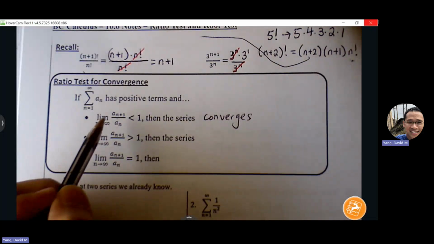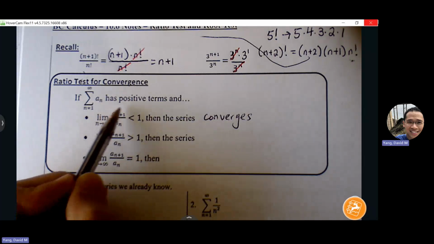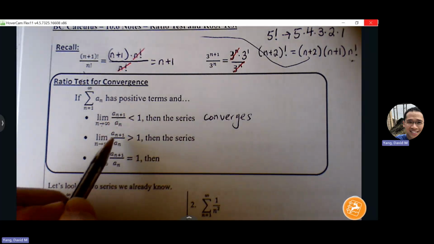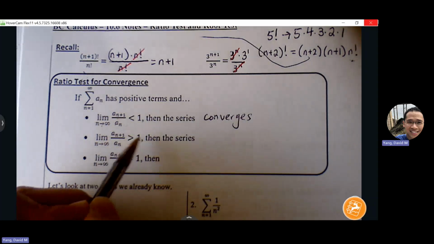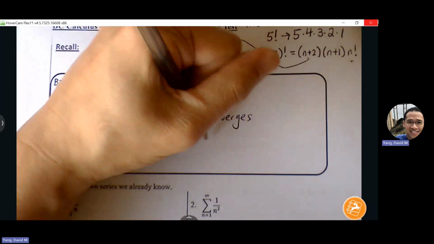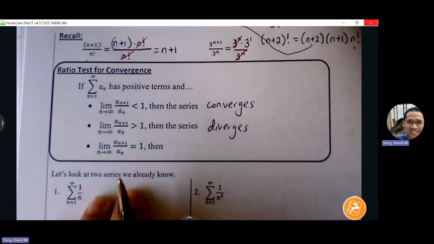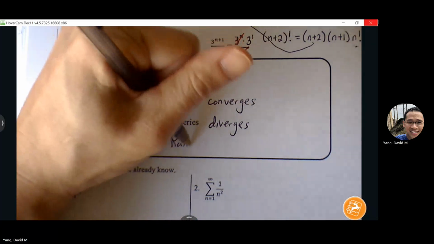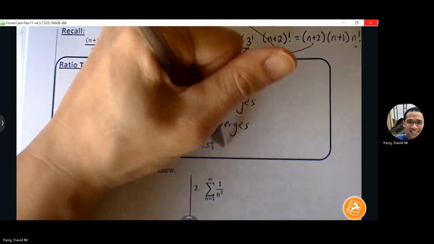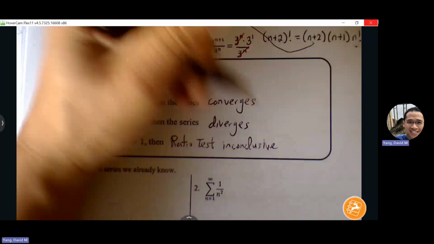And we're always having to do the n plus first divided by a sub n. So it's important that the order is correct. It's always a sub n plus 1 divided by a sub n. If the limit as n approaches infinity of a sub n plus 1 over a sub n is more than 1, then we can say that the series diverges. And then if it's equal to 1, then the ratio test is inconclusive, meaning that we don't know one way or the other. We have to rely on a different test.